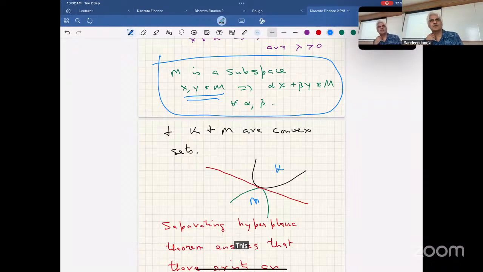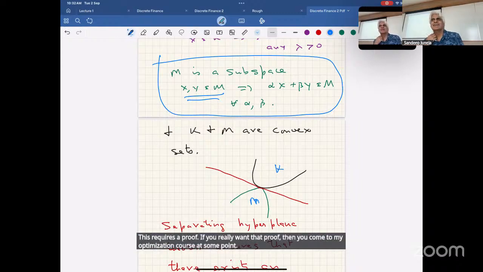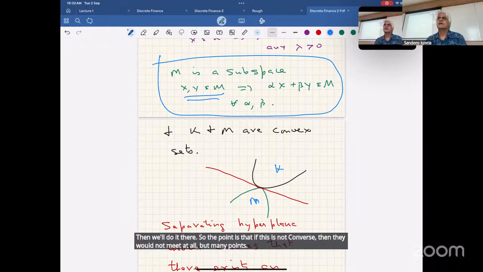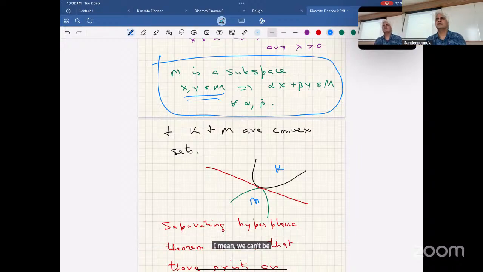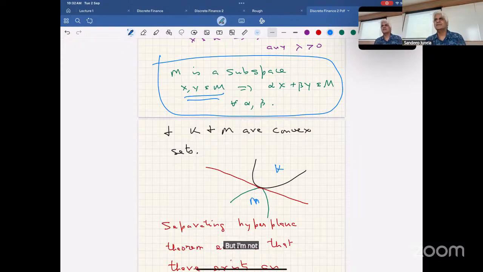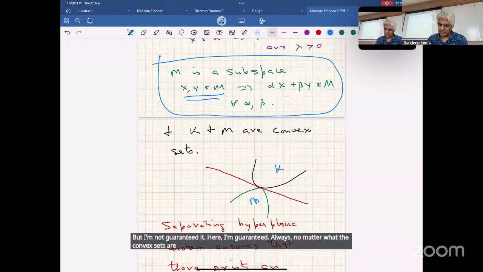This requires a proof. If you really want that proof, then you come to my optimization course at some point. Then we'll do it there. So the point is that if this is not convex, then they would not meet at all, but many points. We can't be sure that there'll be a separating hyperplane. I can construct non-convex sets where there is a separating hyperplane, but I'm not guaranteed it. Here I'm guaranteed. Always, no matter what the convex sets are, there'll be a separating hyperplane.